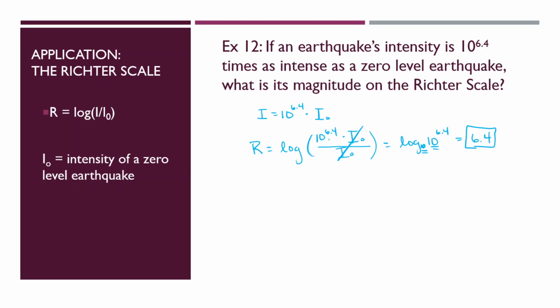So the Richter scale value is the power of 10 that the earthquake is a multiplier of the zero level. Okay. pH values in chemistry class are also an application of logarithms, and there are other applications out there, but this is just one of them. So hopefully that gives you a little bit of an idea about logarithms.